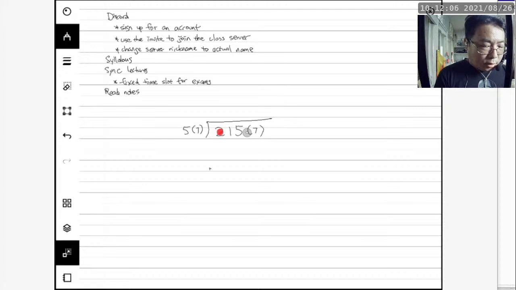So we know that there's no 5 in 2, so we put a 0 here. So now we look at 21 as a base 7 number, and we ask, how many 5s do we have in 21 as a base 7 number?